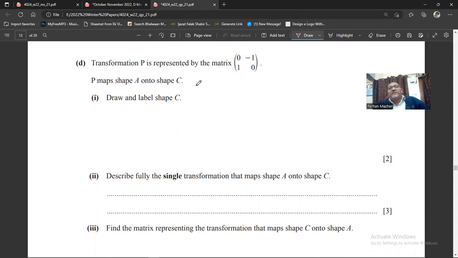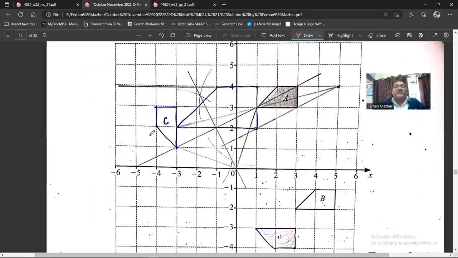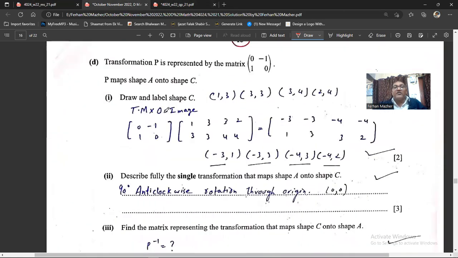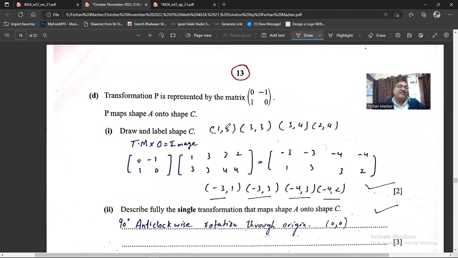So very simple. I will write down all the vertices, the coordinates, and transformation matrix multiply object will be equal to the image. So the object will be the coordinates of the figure A, and here we go. The figure A coordinates are 1, 3, 3, 3, 3, 4, 2, 4. So transformation matrix multiply object, that is equal to the image. So it will be 0, minus 1, 1, 0, and 1, 3, 3, 3, 3, 4, 2, 4.